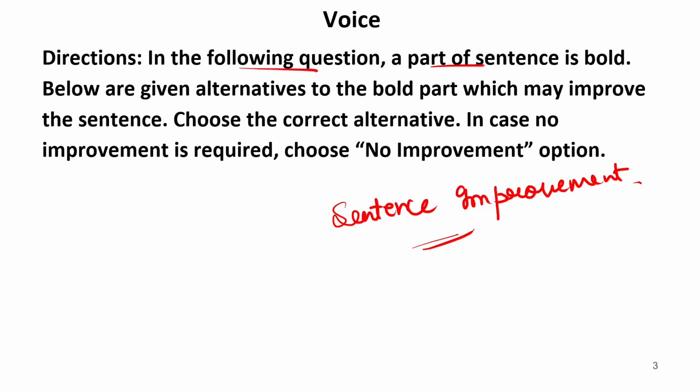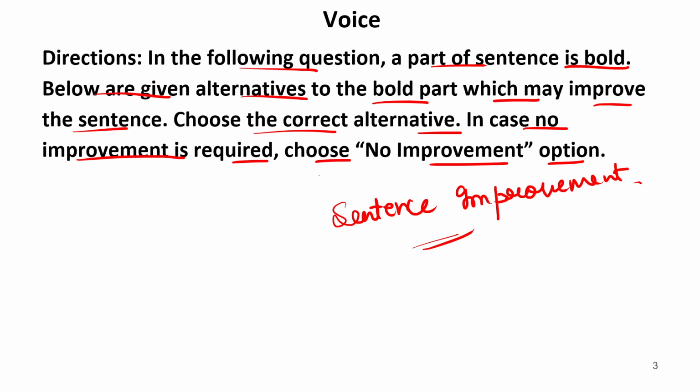In the following question, a part of the sentence is bold. Below are given alternatives to the bold part which may improve the sentence. Now the sentence will be given to us and some part of it has been made bold. And the bold part is either in passive voice or in active voice, or it is incorrectly written in either of the voices. So we have to choose the correct alternative. In case no improvement is required, choose the no improvement option.